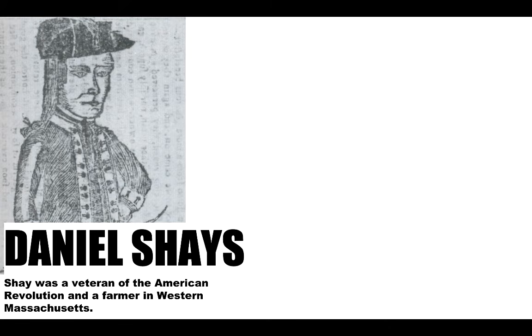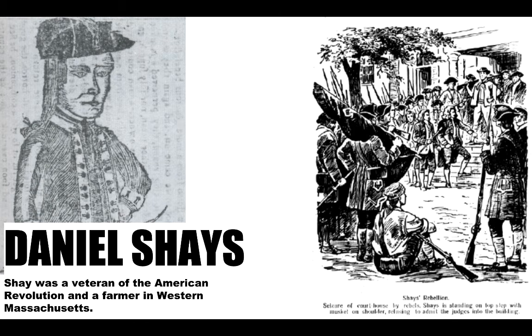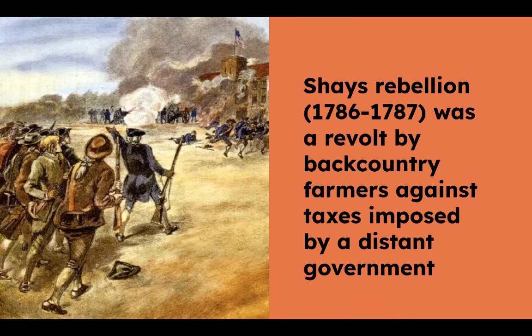Daniel Shays, a veteran of the American Revolution and fellow farmer in debt, began a movement to attempt to stop the foreclosure of farms, to lighten the taxes, and to provide relief to the farmers of Western Massachusetts. Unfortunately for Daniel and the farmers, their demands and petitions were ignored by the state legislature in Boston, so a group of angry farmers organized a march to the armory to get some guns to try to get the government of Massachusetts to listen to their demands. These demands were ignored, and as a result, Shays' Rebellion was a revolt by backcountry farmers, around 4,000 of them, against taxes imposed by a distant government in Boston.